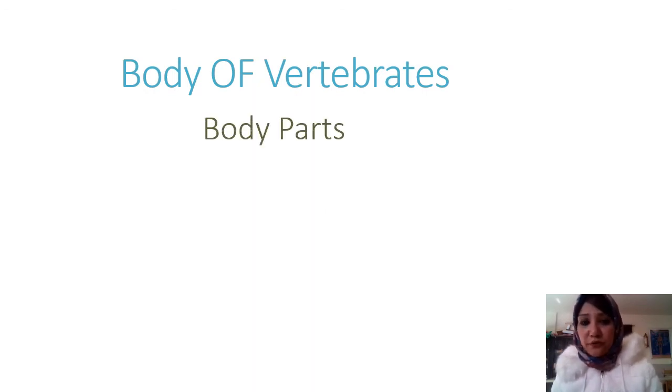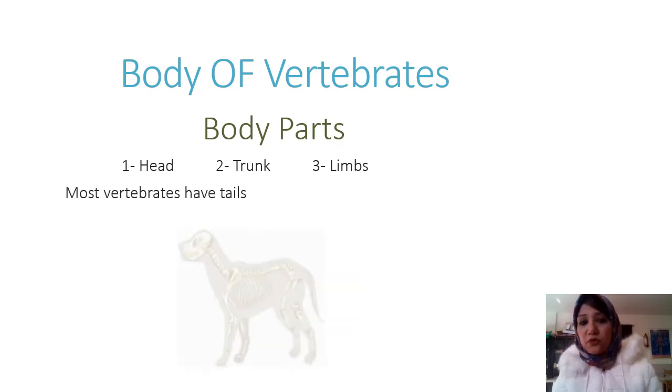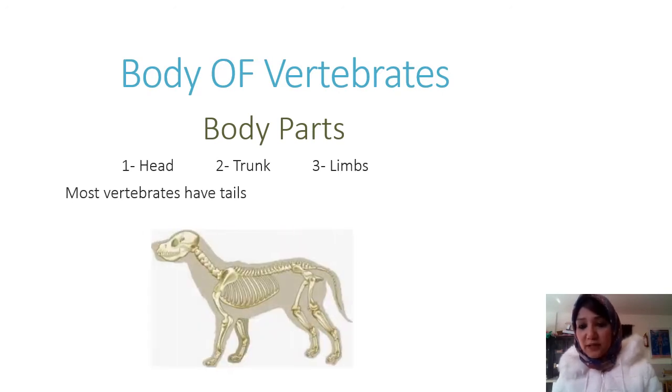The body of a vertebrate has 3 main parts: head, trunk, and limbs. Most vertebrates have a tail. So the body of animals consists of head, trunk, and limbs.